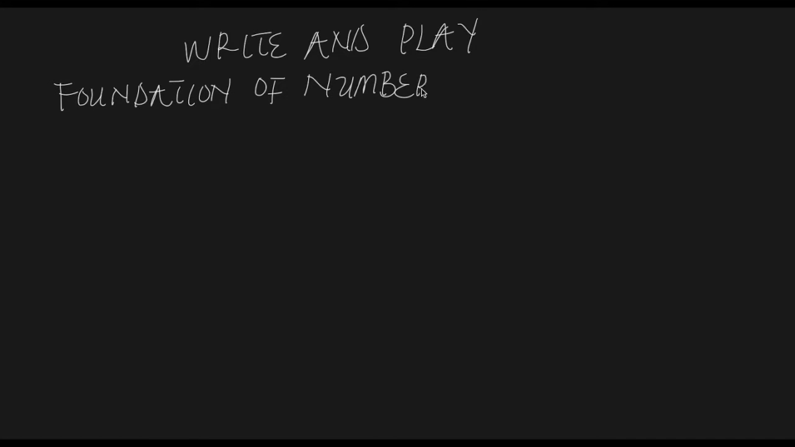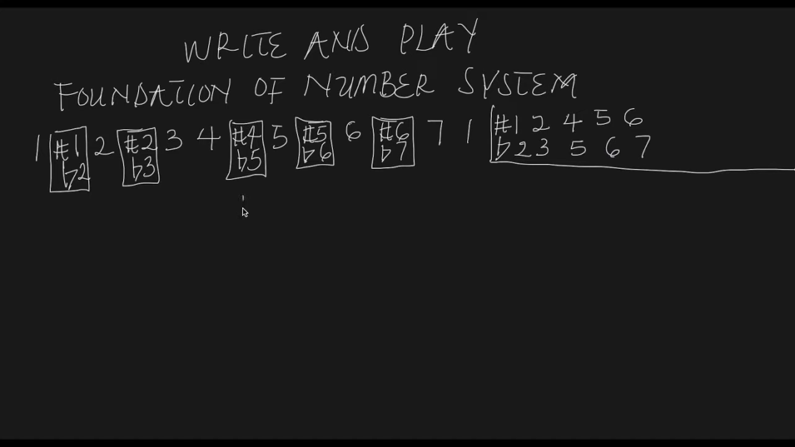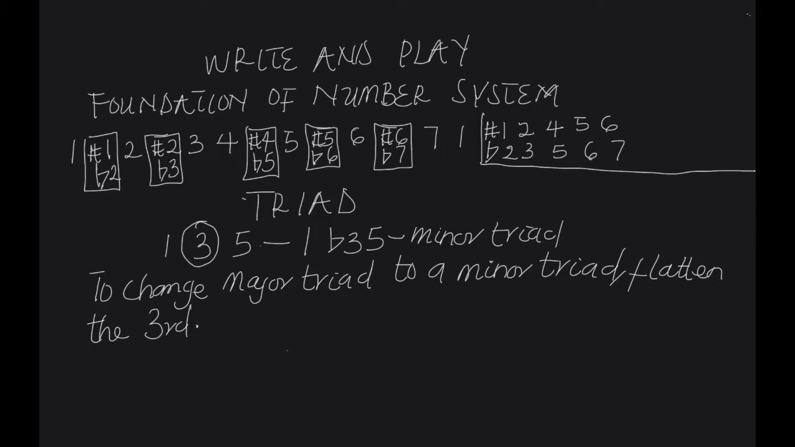Our major triad is made up of the 1, the 3rd, and the 5th. The major triad is the foundation of chords. The 1, the 3rd, and the 5th. From this major triad, you can derive other chords. For example, if you flatten the 3rd, it becomes what?